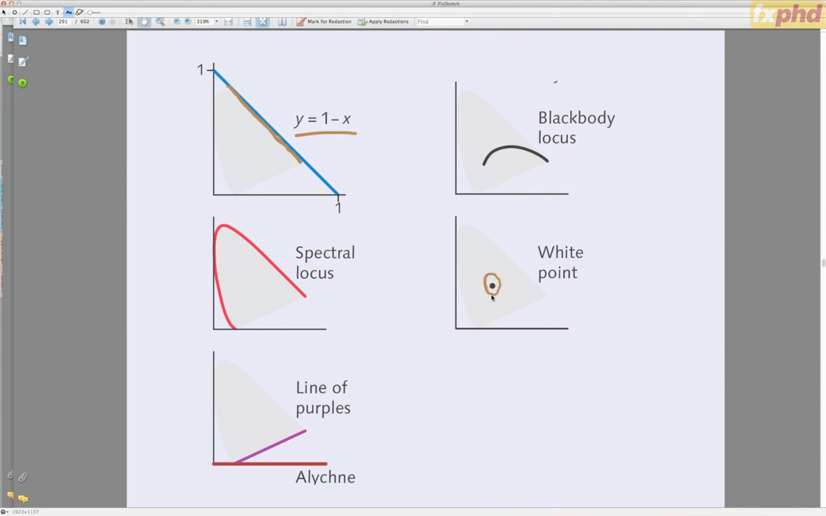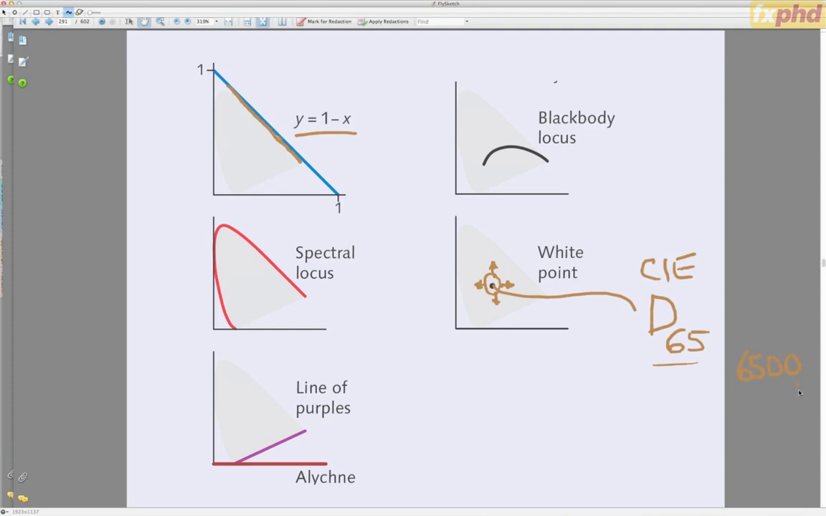White lives somewhere roughly in the middle of that diagram, but there's no unique perceptual definition of white or physical definition. It can move around. So, there's different white points. My favorite goes by a CIE standard called D65, and that's the one we use most of the time in imaging.